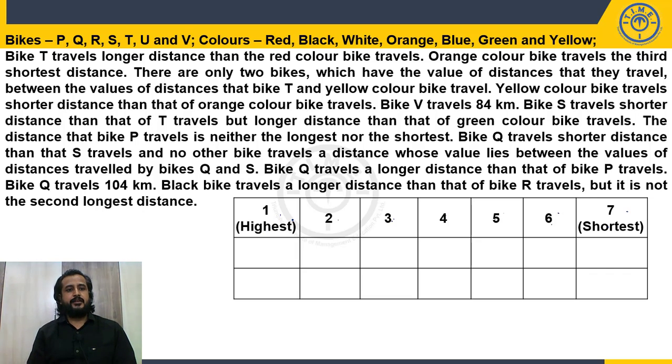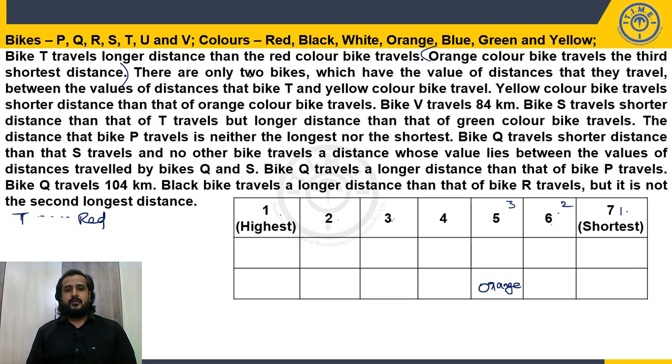Okay. Now what is the first clue given? T travels longer distance than the red color bike travels. So T traveled longer than red. So somewhere in the arrangement before red I need to place the T. First point. Orange color bike travels third shortest distance. Direct information. Third shortest. First shortest, second shortest, third shortest. Which color? Orange color. I can freeze directly, right?